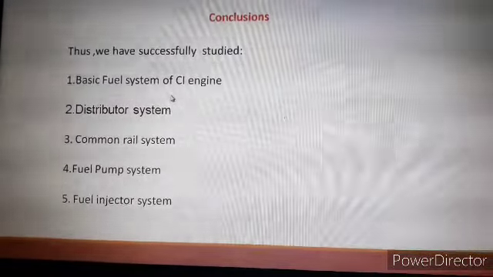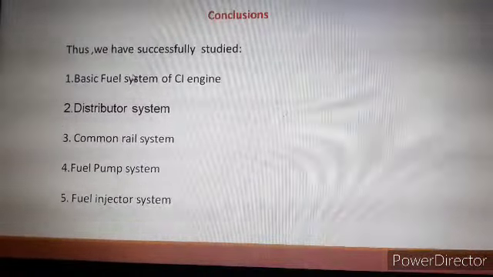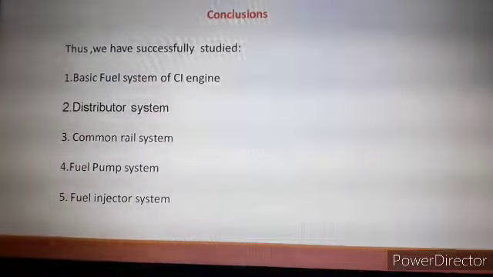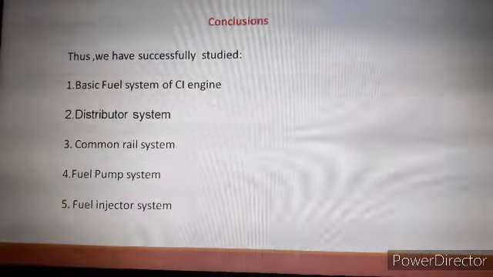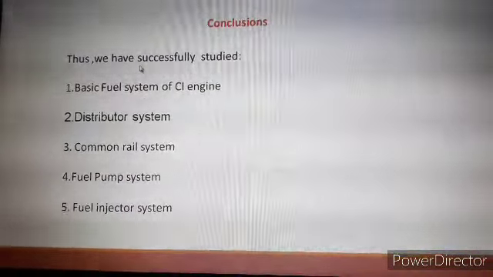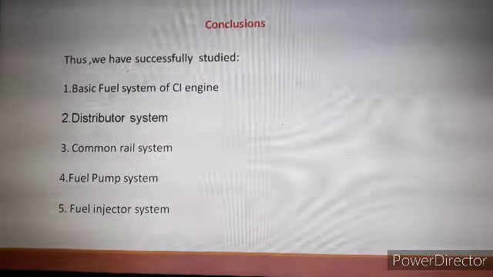In an experiment in which we have observations and calculations, we write the observations, then according to those observations we calculate all the parameters, plot the graphs or characteristics, and from the characteristics we write the conclusion. But since this is a theory study experiment, we have to write the conclusions in this way.